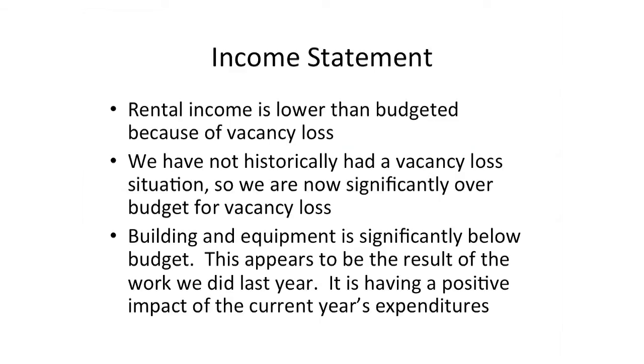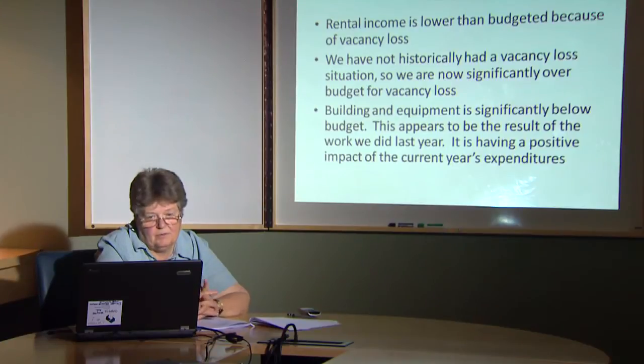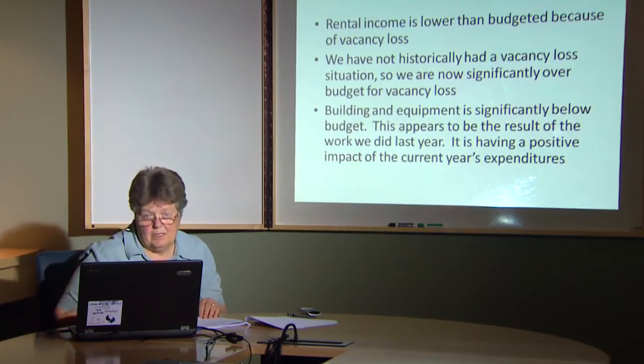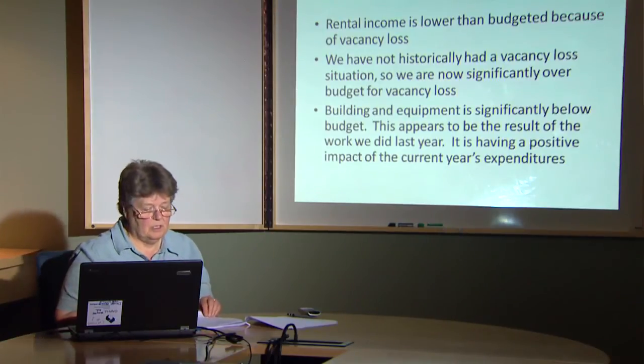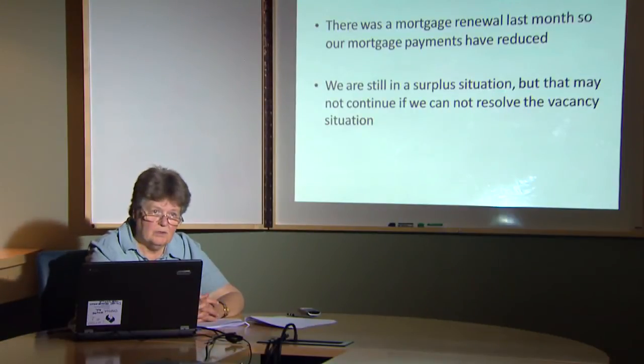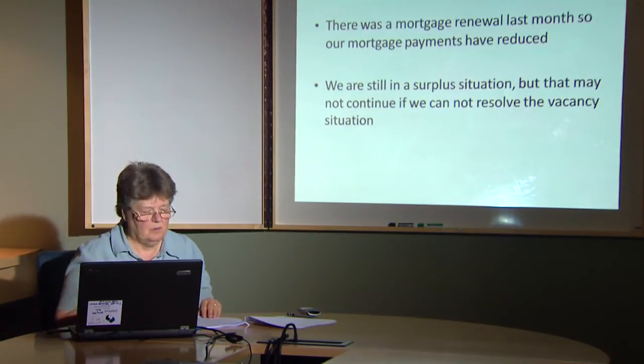The rental income is lower than budgeted because of the vacancy loss. We've not historically had a vacancy loss situation, so we're now significantly over budget for vacancy loss. Building and equipment is significantly below budget. This appears to be the result of the work we did last year on the building. It seems to be having a very positive impact on this current year's expenditures. There was a mortgage renewal last month, so our mortgage payments have reduced. We are still in a surplus situation, but that may not continue if we can't resolve the vacancy situation.